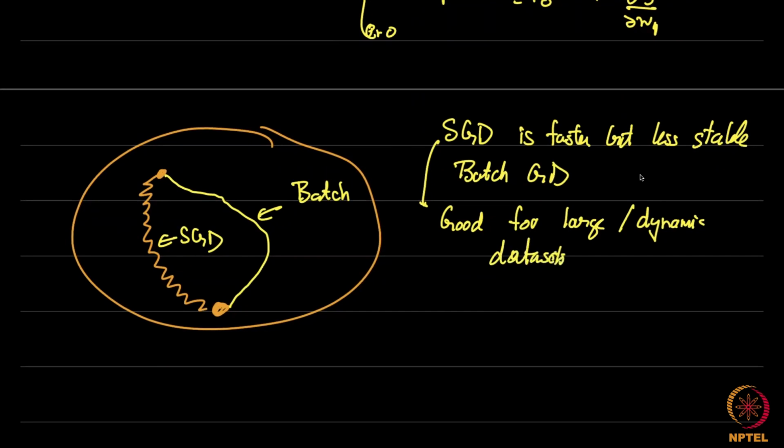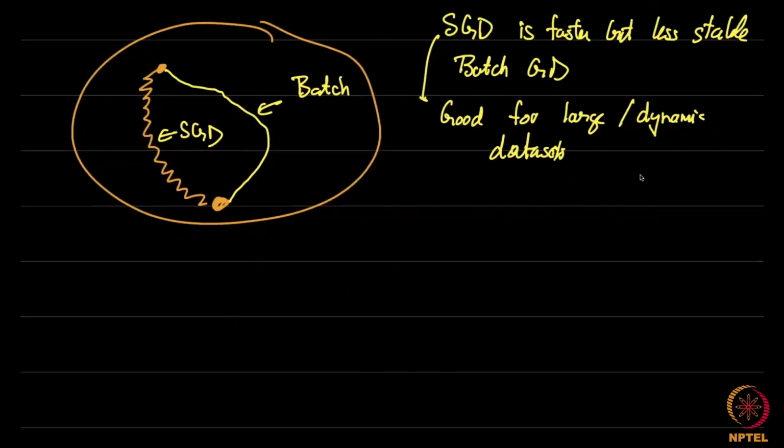I'll show you a demonstration of SGD versus batch gradient descent next week when we come to a full treatment of neural networks. Now, there was a third thing, which is kind of an obvious modification of the two, which is called mini batch gradient descent.